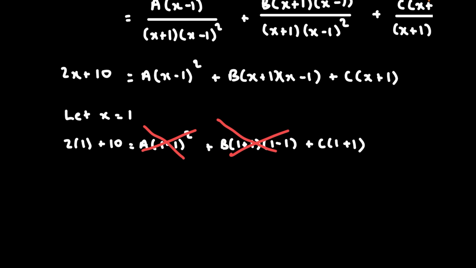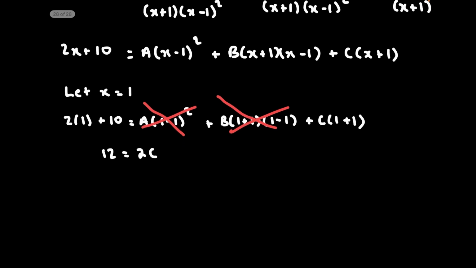So what I'm really left with is 12 on this side, and I did that by doing 2 times 1, which is 2, plus 10, which is 12, is equal to c times 1 plus 1. And 1 plus 1 is 2, so I know c is simply equal to 2c. So 12 is equal to 2c. Then I can say that c is equal to 12 divided by 2. That means c is simply equal to 6. That's one value right there.